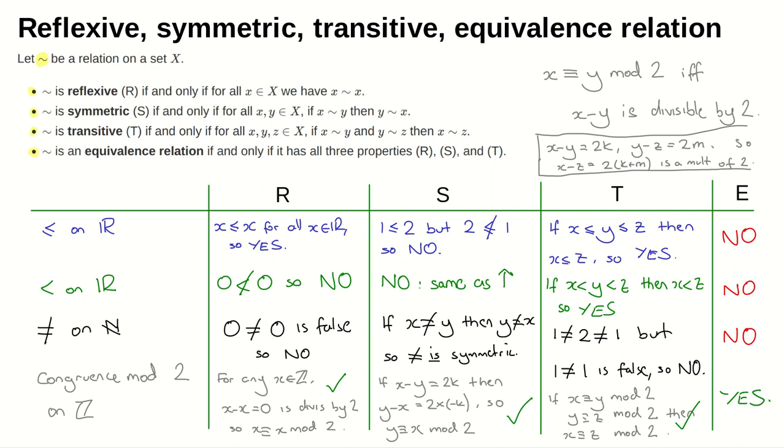And of course, you'll notice, if you look at this, there's actually nothing special about the number 2. We've argued here that congruence modulo 2 is an equivalence relation, but the same argument would show that actually congruence modulo n is an equivalence relation for any positive integer n.